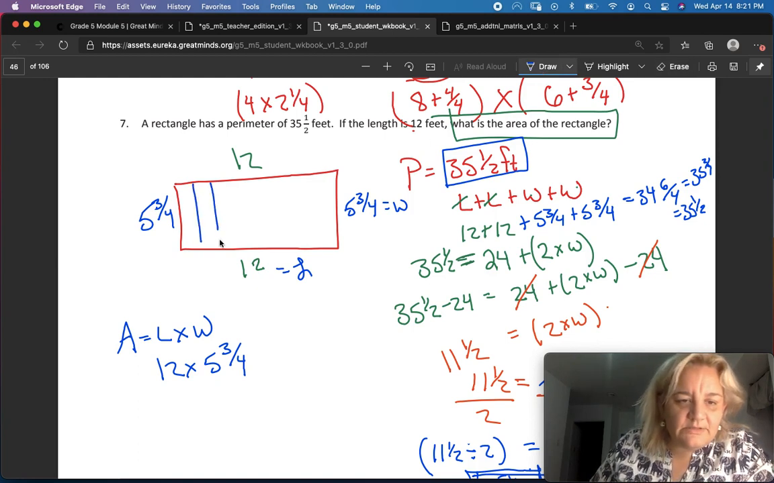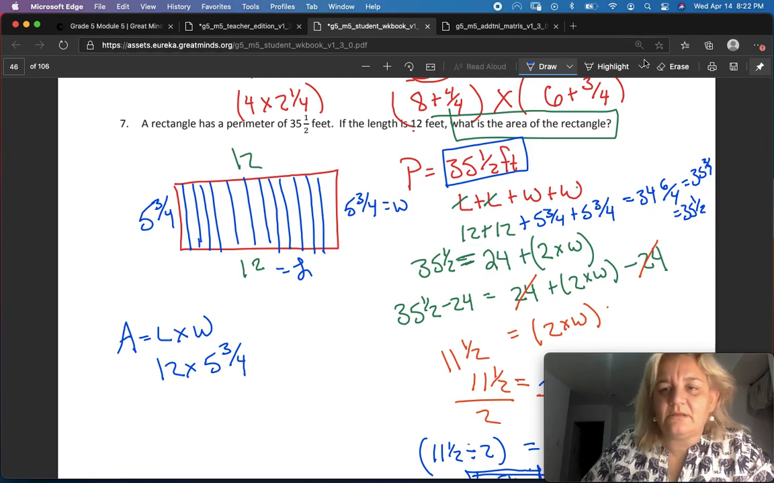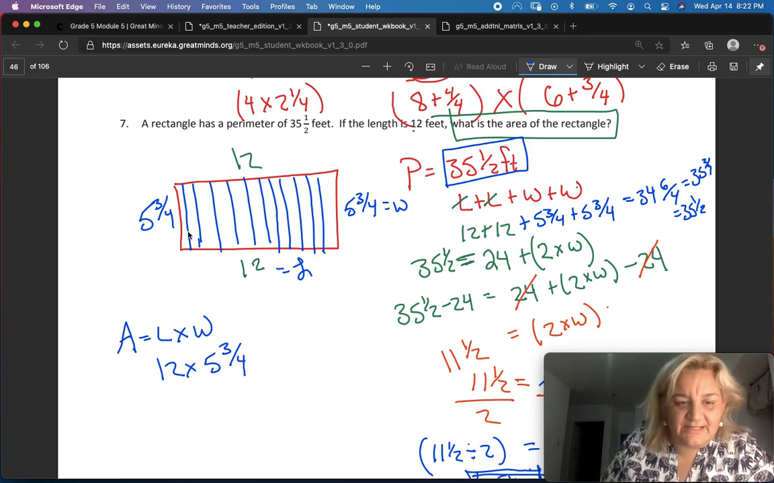So I've got 1, 2, 3, 4, 5, 6, 7, 8, 9, 10, 11, 12. Let me see. 1, 2, 3, 4, 5, 6, 7, 8, 9, 10, 11, 12. Too many. Okay. Now we're going to pretend that those are uniform, meaning all the same. They're not. I am fully aware of that, but that's because my drawing skills aren't that great.